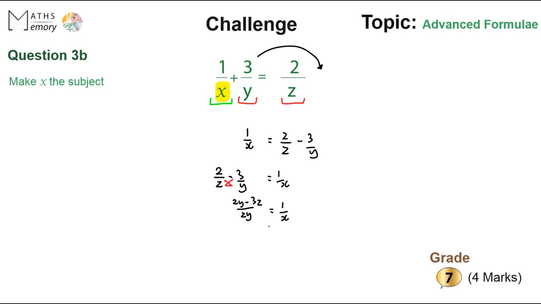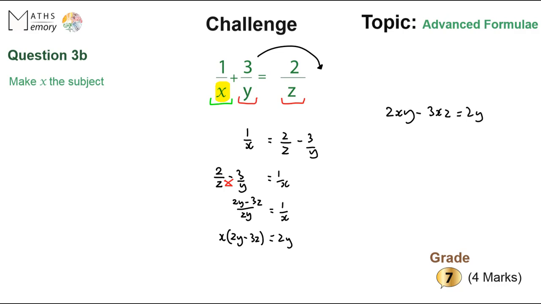Now we can use cross multiplication and say this 2y minus 3z times x equals 2y times 1. So basically we can say this 2y minus 3z, and the whole thing with x in front of it will equal 2y. Let's go over here. Let's multiply this out over here with the x. So we can have this 2xy minus 3xz equals 2y. Okay, stay with us over here.